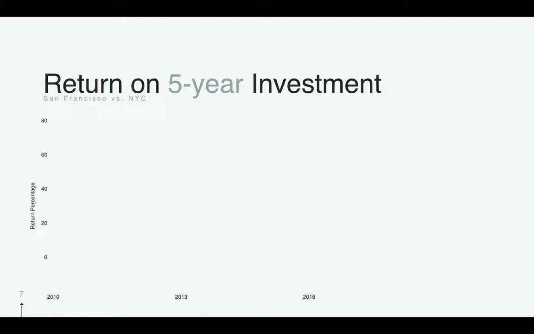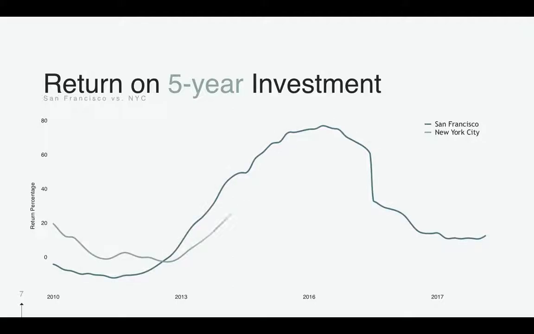On the 5-year term for investment, we can see that San Francisco's, again, was a little bit higher than those of New York around 2013 to 2016, and now they're both at the same level. We can also see that returns have been higher around 2016, but now they're a little lower, and we again cannot identify a clear trend for those returns.